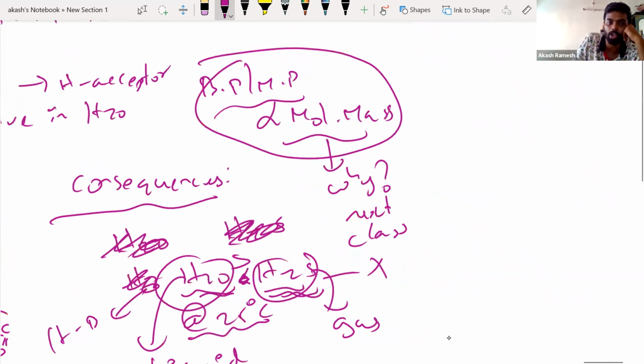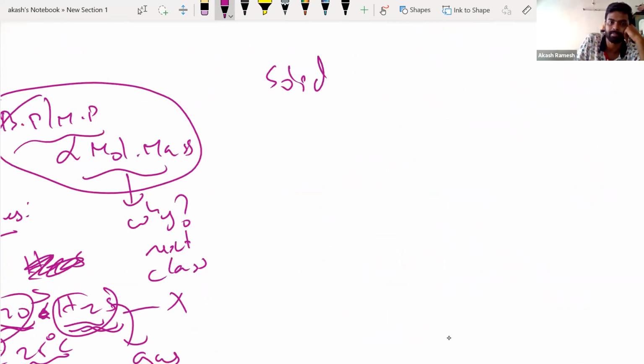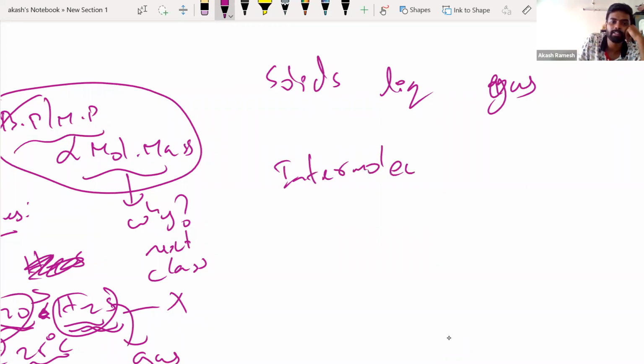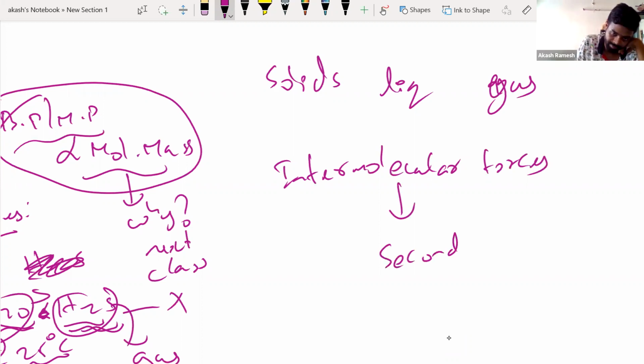So solids, liquids, gases, right? There is something called intermolecular forces. Intermolecular forces are nothing but the secondary bonds between two H2O molecules, between two HF molecules, between two ammonia molecules. What force exists? That is what is called your intermolecular forces, and those are nothing but secondary bonds.